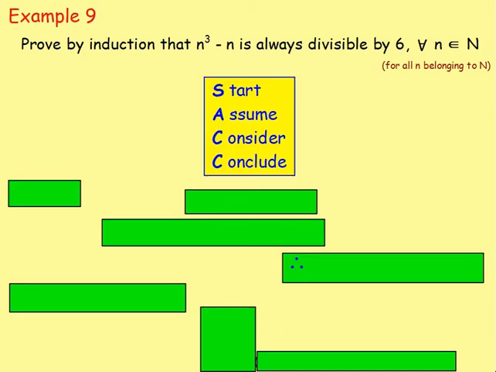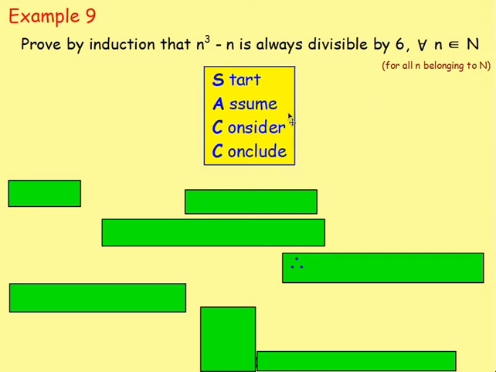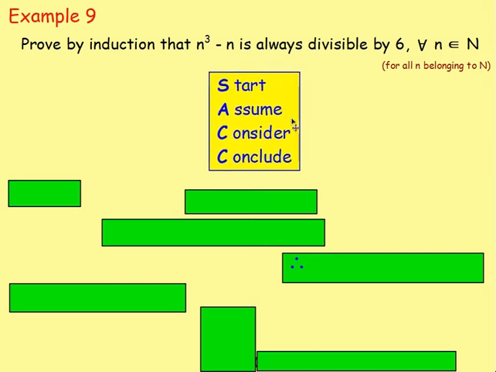Example 9, prove by induction that n cubed take away n is always divisible by 6 for all n belonging to N. This upside down A, or the V with a line across it, means for all. So that's for all n, which is the number that you've got. And then that's going to belong to, that's what the E means, belongs to N, your natural numbers. So, for any of these questions, when it's proof by induction, I always write down SACC.